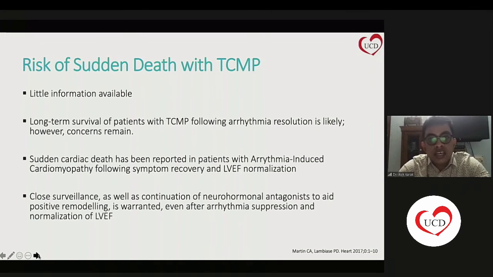Regarding risk of sudden cardiac death with tachycardiomyopathy, little information is available. Long-term survival of patients with TCMP following arrhythmia resolution is likely. However, concerns definitely remain. Sudden cardiac death has been reported in patients with arrhythmia-induced cardiomyopathy following symptom recovery and LVEF normalization. Close surveillance, as well as continuation of neurohumoral antagonists, is definitely warranted.